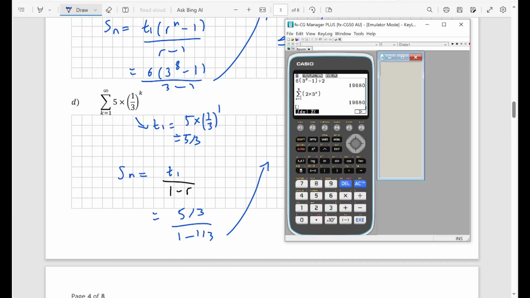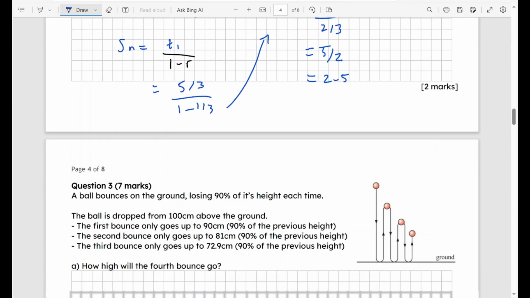And we can sort of check this on our calculator. So if I do 5 times 1/3 to the power of x, and we go x is 1 all the way up to maybe 100, hopefully we should get something about 2.5. Yeah, we do, so that's good.